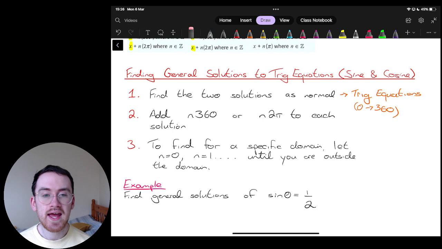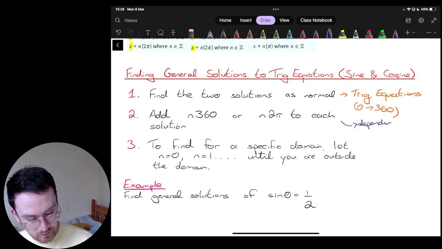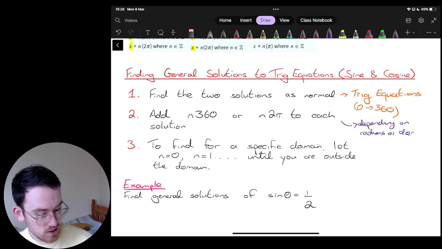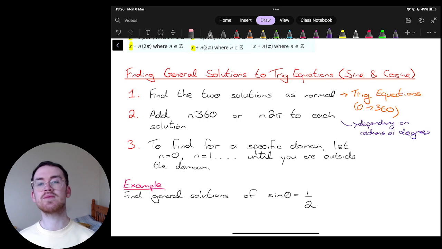Then we add on n 360 or n 2 pi to each solution, depending on whether it's in radians or in degrees. So it depends on what we're given in the question. Then to find for a specific domain, we let n equal to 0, n equal to 1 until we're outside of the domain. So we take these values, we follow them through, and we see until we've got outside the domain that we're allowed in.